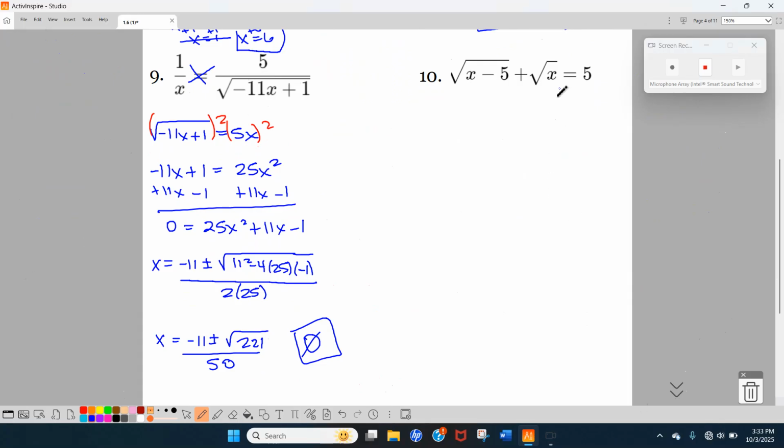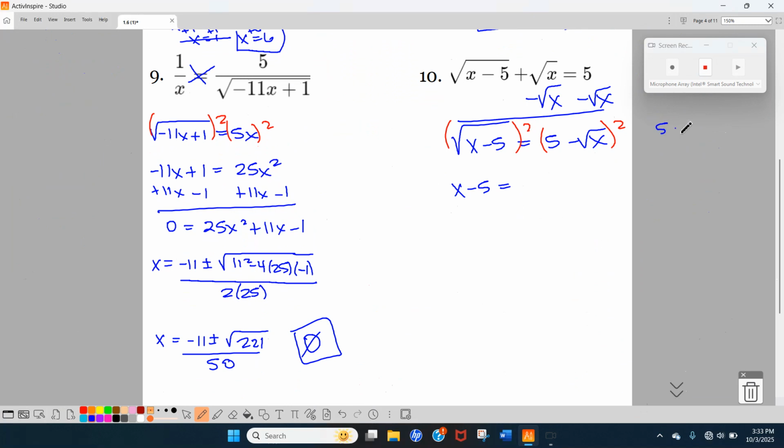All right, so number 10, remember we need a square root on each side when there's 2 of them. And then we have to square both sides. Remember, you're squaring this whole side. So x minus 5. And then remember that this is doing this times this, which I haven't been showing on the other ones because they were a little easier to follow.